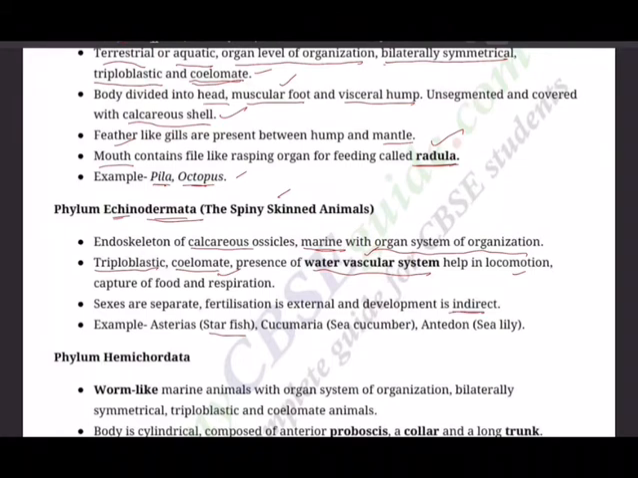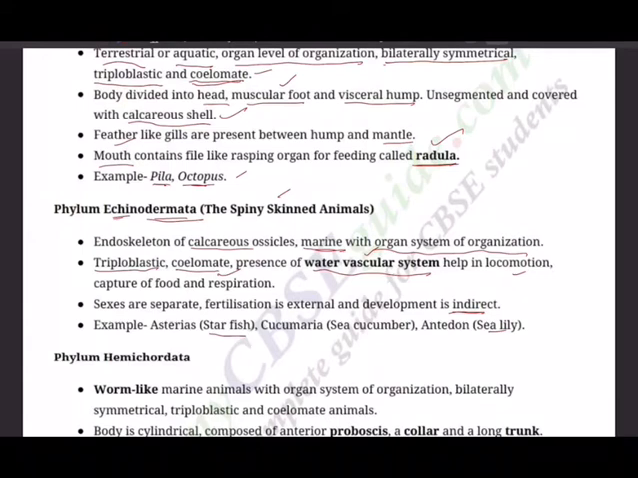So the animals are not going to give birth to young ones directly. That is why we say indirect. If the adults give birth to young ones, then we say it is direct development. In between there will be embryo stages. So development is indirect. Examples, you remember this Echinodermata as starfish family, and sea cucumber and sea lily. All are marine. So that was up to phylum Echinodermata.